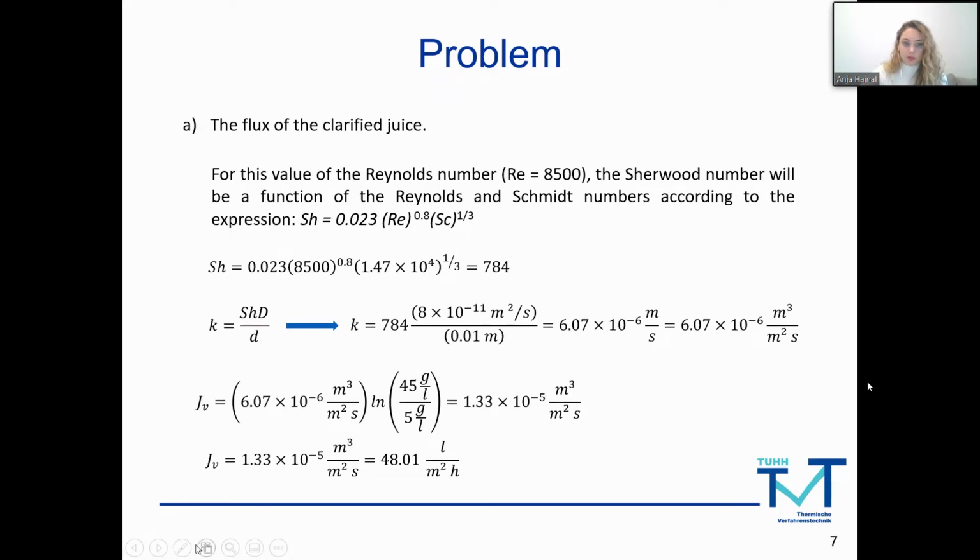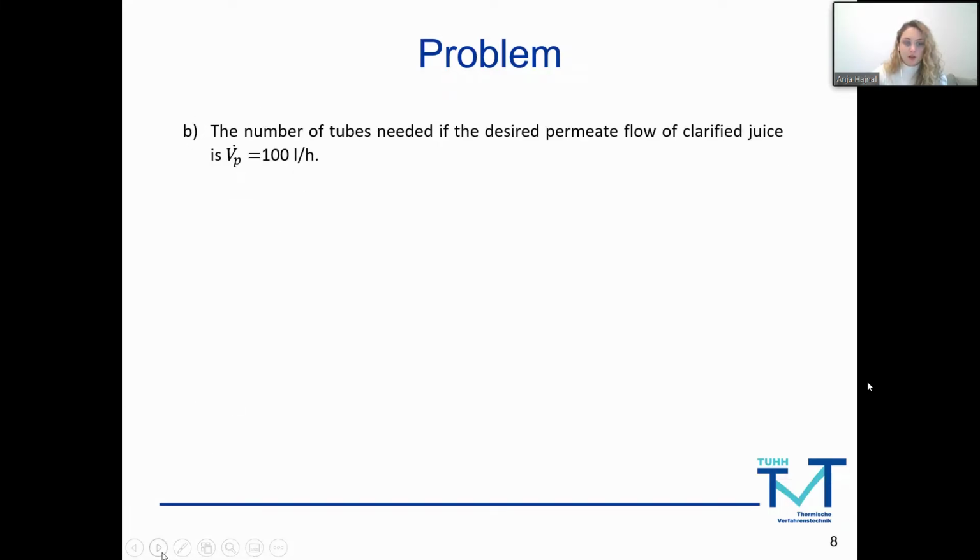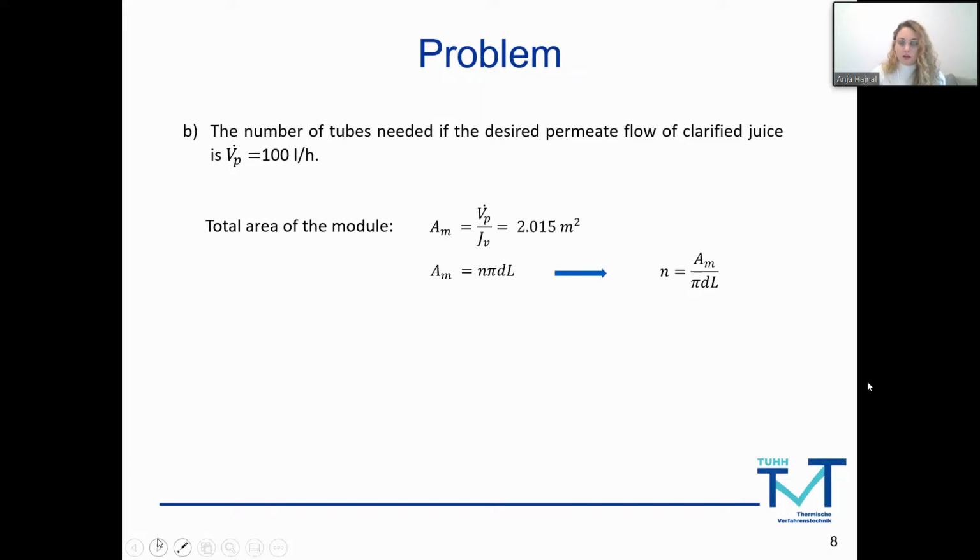So as we calculated previously, our flux is 48.01 liters per meter squared hour. And we have here the volumetric flow of our permeate to be 100 liters per hour. Now, as I told you already, you can calculate the total area that you need, the total membrane surface, based on these two values, by dividing the volumetric flow by the flux, which is basically the flow per area. And you should get 2.015 meters squared.